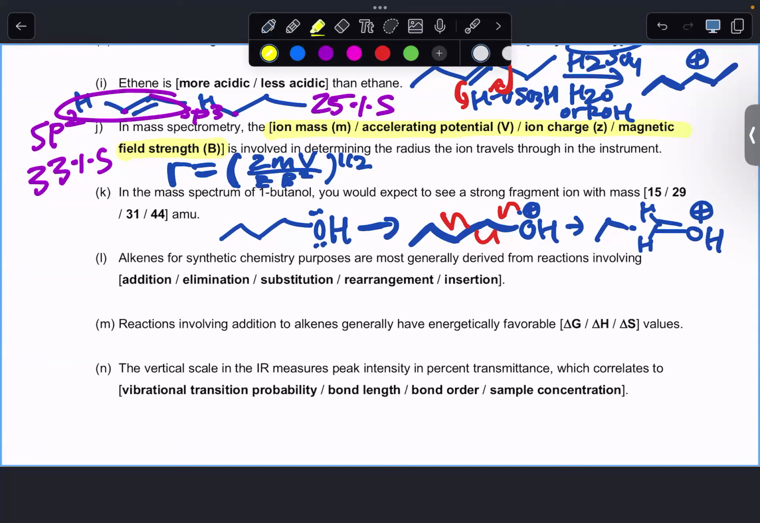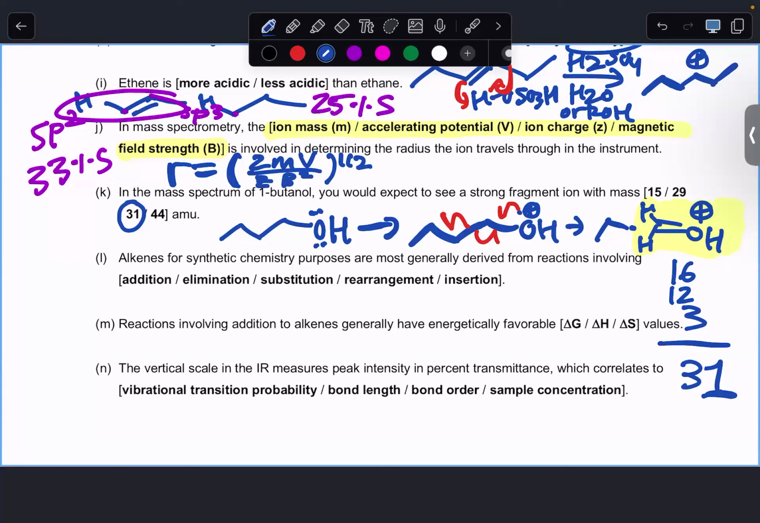Where this fragment here is the fragment that has the strongest peak, right? Where it has one oxygen, which is 16 molar mass, one carbon, that's 12, and 3 hydrogens. 16 plus 12 is 28. 28 plus 3 is 31. So it has a mass of 31 AMU here. Any questions on how we got the AMU and the fragment?